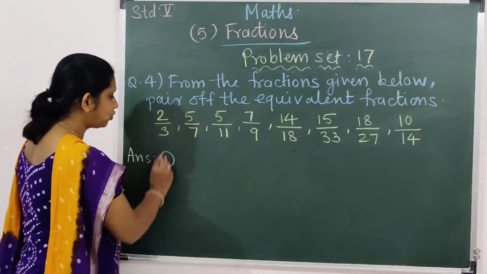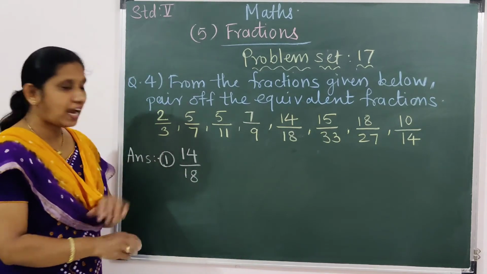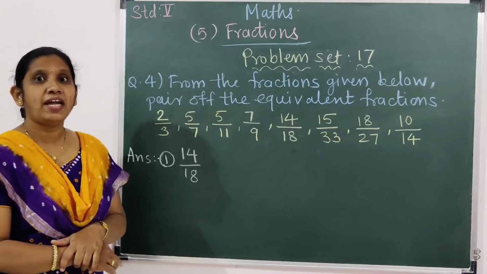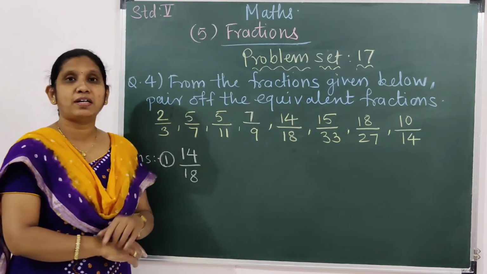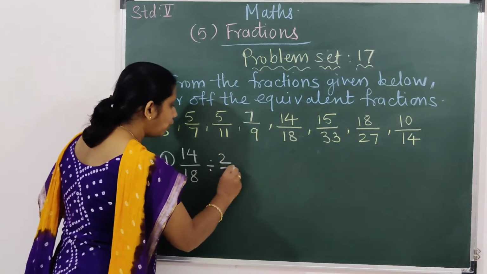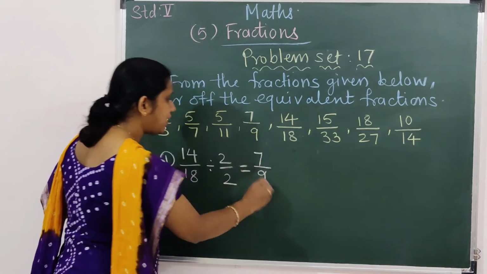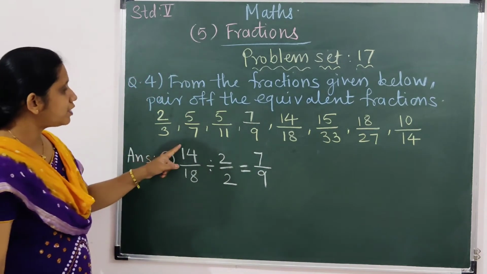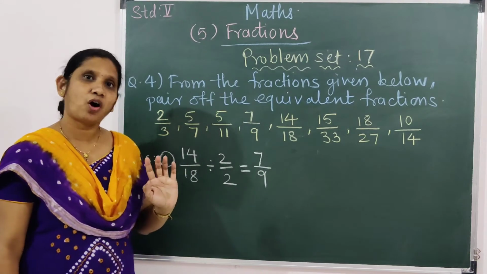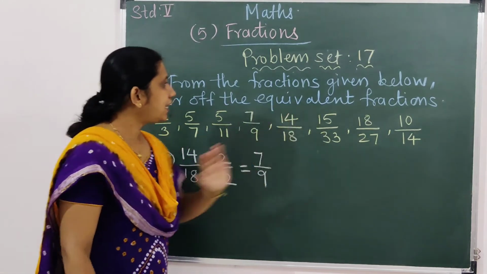Let us take the first one, 14 upon 18. Now 14 and 18, both the numbers are in the table of 2. It means both the numbers are divisible by 2. So divide by 2 upon 2. Yes, 2 7s are 14, 2 9s are 18. It means 14 upon 18 is equivalent to 7 upon 9. So this is over. Now let's see the second fraction.